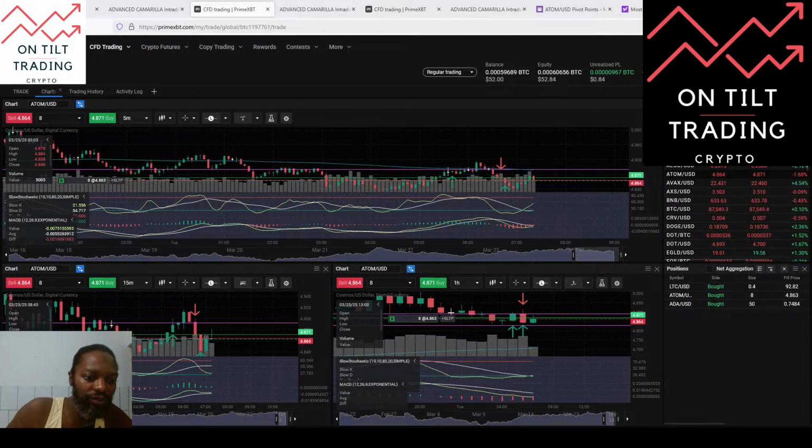Cosmos is still struggling here at this 200 EMA, trying to find support here. So we'll keep an eye on it and see how it goes. We can see here on the 5-minute coming in, taking my first entry. Tried to use this double bottom here, which is never a good idea for me, as a potential stop loss.